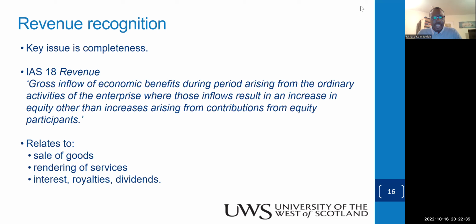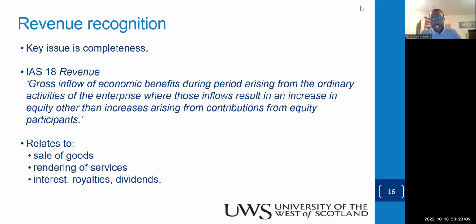Revenue recognition. Here I was talking of IFRS 15, which is also revenue which we generate from contracts with customers. If you understand IAS 18, you should also better understand something about IFRS 15. Here, in revenue recognition, the testing is typically to look at completeness. Have we included everything?